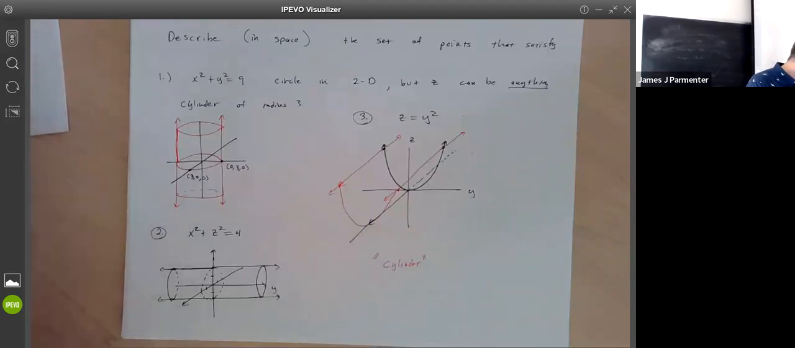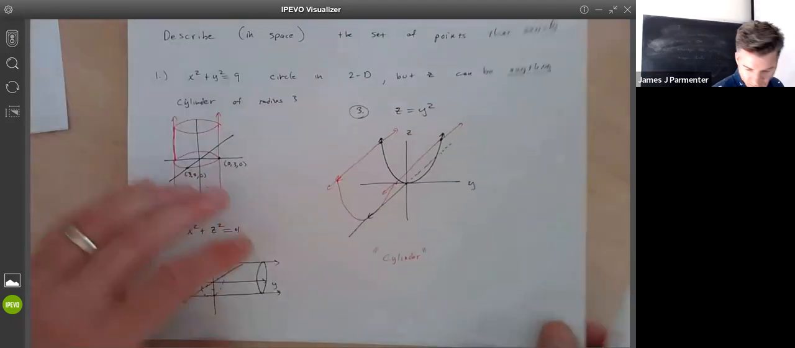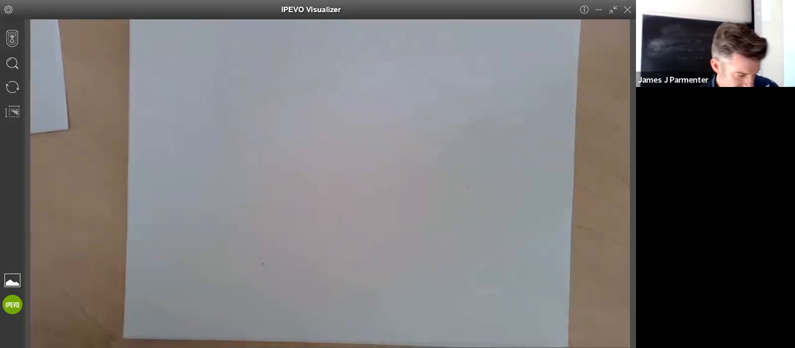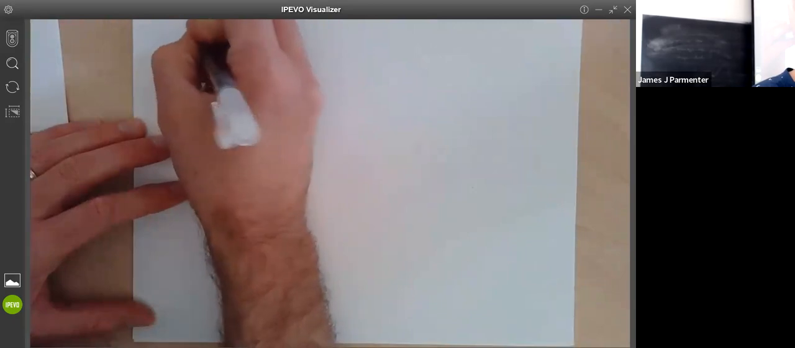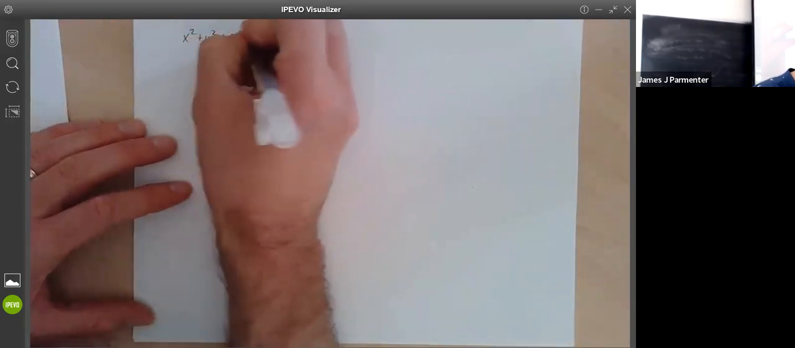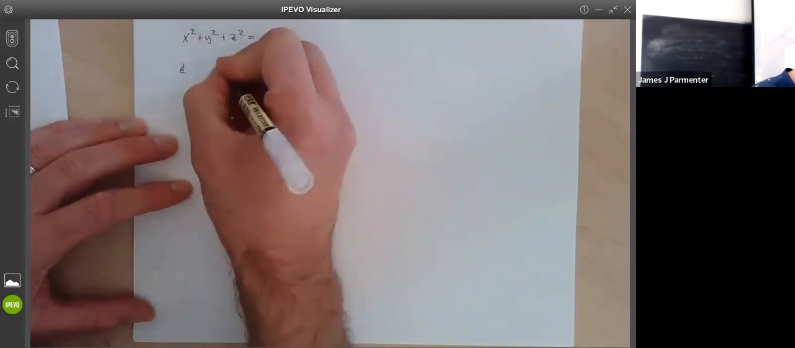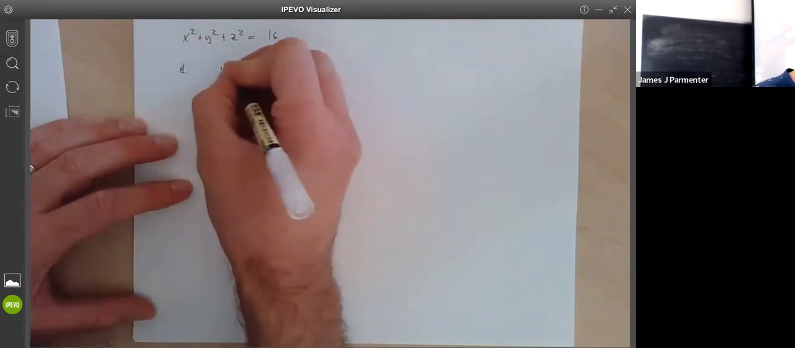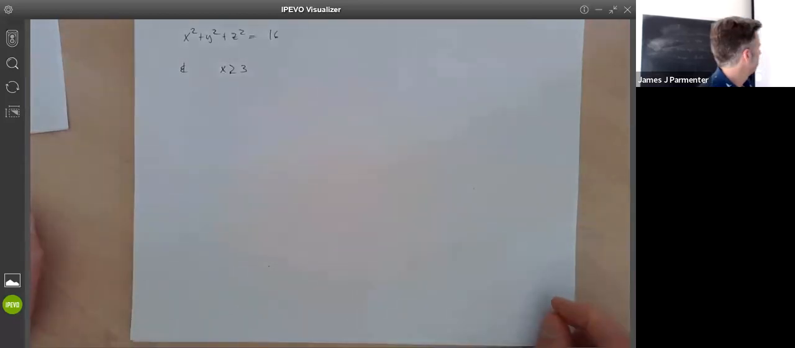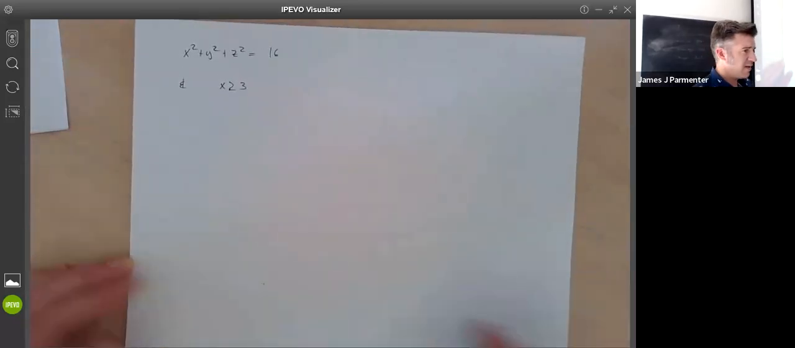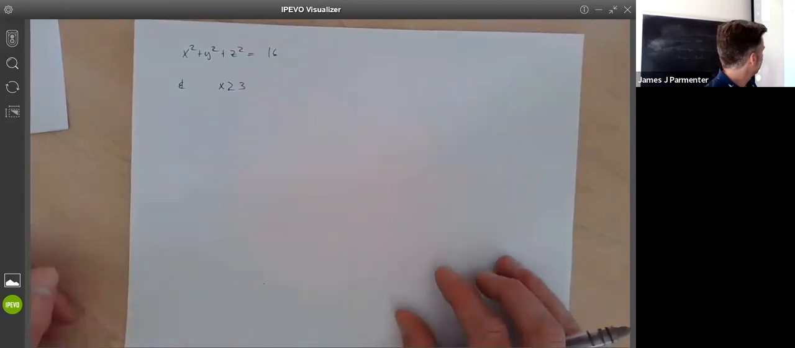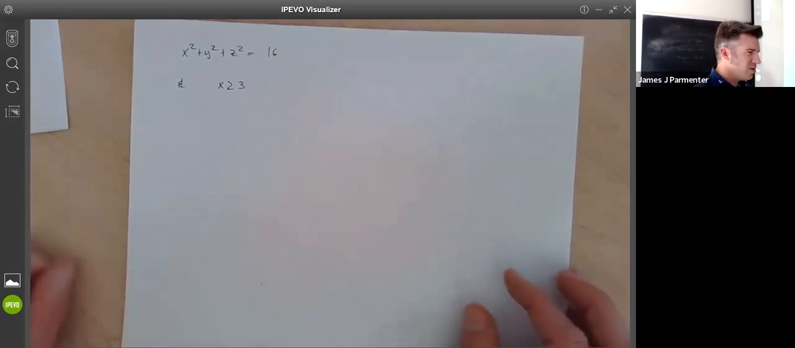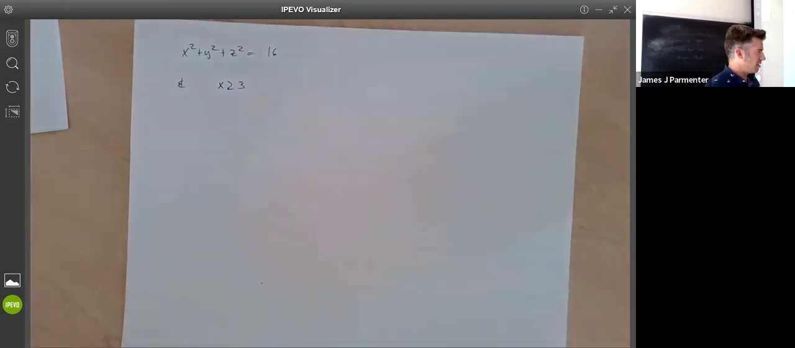Let's see if there's anything on here. Let's do a couple more. Let's say we want to describe the set of points where x squared plus y squared plus z squared equal to 16 and x bigger than or equal to 3. Well, I know what that first thing is. It's a sphere. Then I'm saying x has to be bigger than 3.